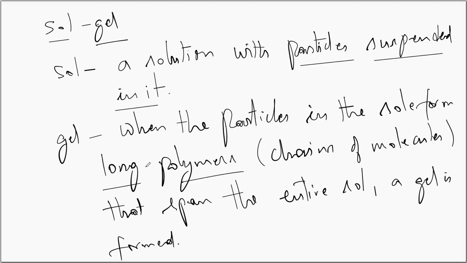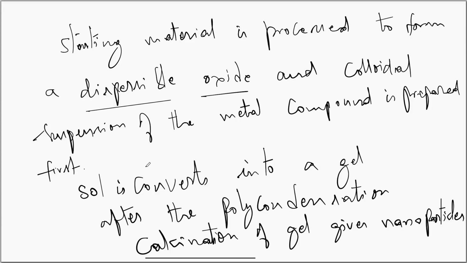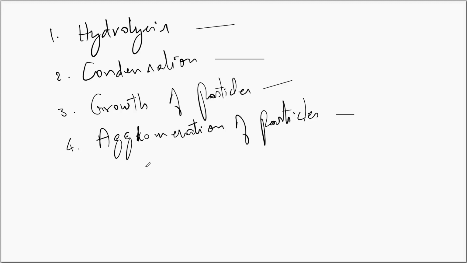A gel is formed. So the starting material is processed to form a dispersible oxide, and a colloidal suspension of the metal compound is prepared first, which we call a sol. The sol is converted into a gel after the polycondensation, and calcination of the gel gives rise to the nanoparticles. Calcination means heating the material at high temperatures, maybe around 800 degrees Celsius. There are 4 steps involved in the sol gel process. They are hydrolysis, condensation, growth of particles, agglomeration of particles.